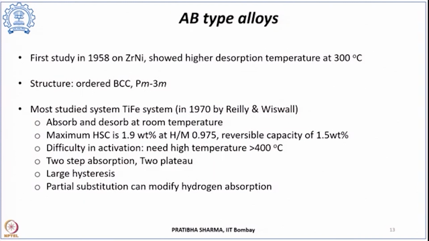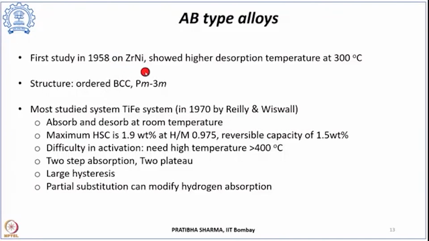Another class of compound is the AB type of compound. Compared to AB5 and AB2 type of compounds, the different compositions studied in the AB class are very few. The first study was in 1958 on zirconium nickel, which shows a desorption temperature of 300 degrees centigrade. It has an ordered BCC structure.